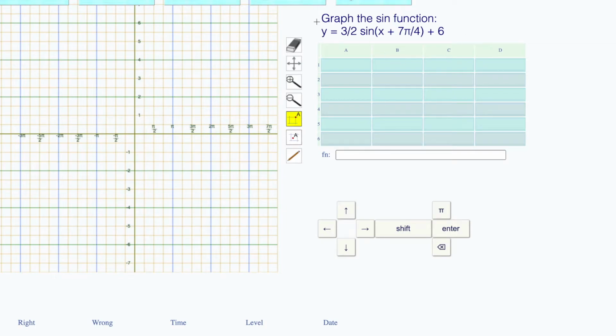Welcome to level 13. We have y is equal to 3 halves times sine of x plus 7 pi over 4, plus 6. The a is 3 over 2, so I'm going to start with the a. 3 over 2 is 1.5, so I'm going to drag the amplitude up to 1.5. The b is 1. We're not going to do anything with stretching it this way or that way.